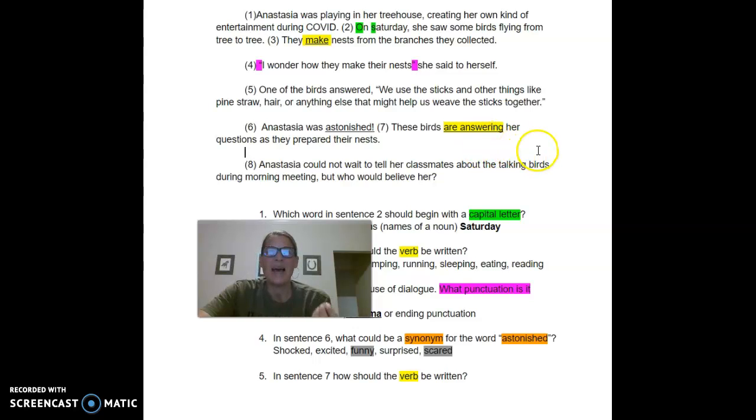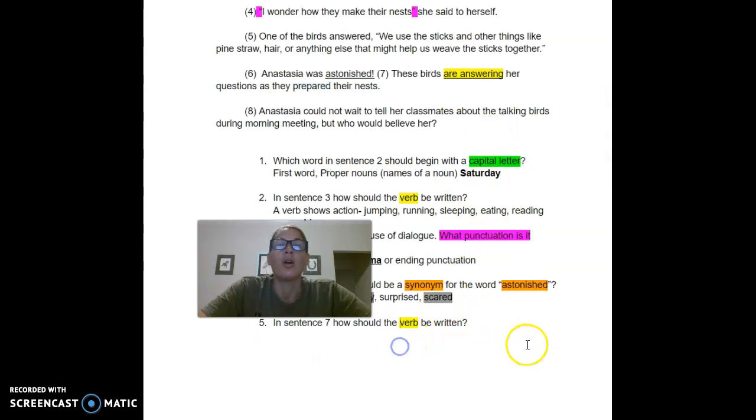So when I'm listening to that, they are answering. She was astonished. The birds are answering her questions as they prepared their nests. I don't know that are is the correct helping verb here. I don't think they are answering as they prepared their nest. Okay, so there's that other verb we need to listen to. As they prepared their nest, they were answering. Good. I hope some of you guys were already saying that to me and you're on the video. Dr. Hasty, they were answering as they prepared.